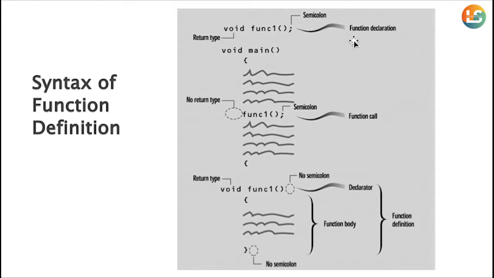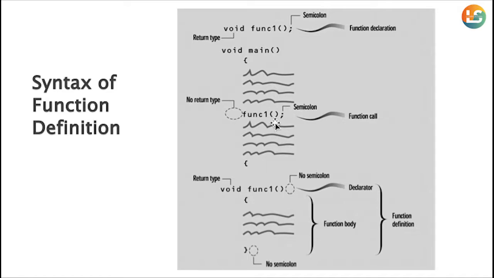Then you come to the main function, and within the main function you write your own code, and afterwards from here you can call the function. For calling the function, no return type. You don't need to mention the return type, but you also need to mention the semicolon. If there are some parameters, you can also add the parameters within the calling.